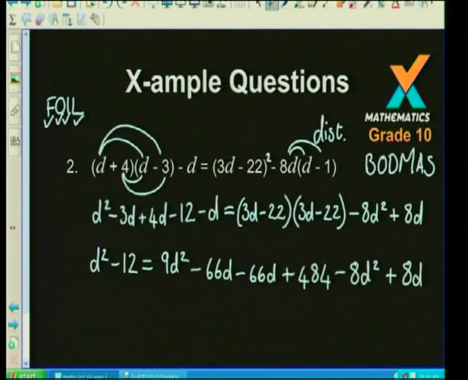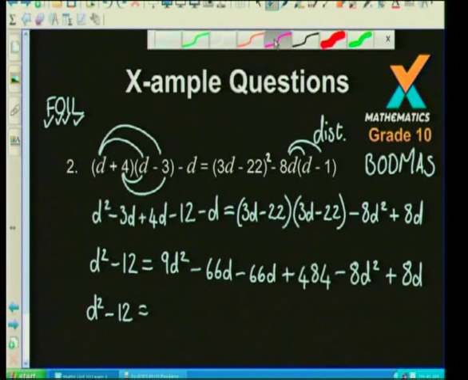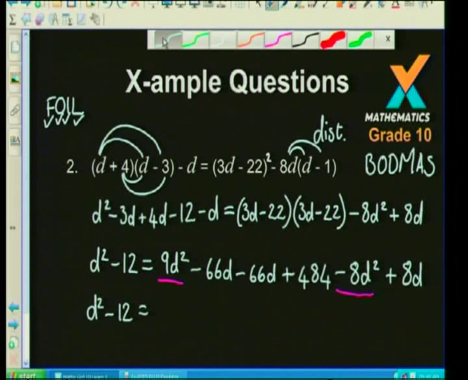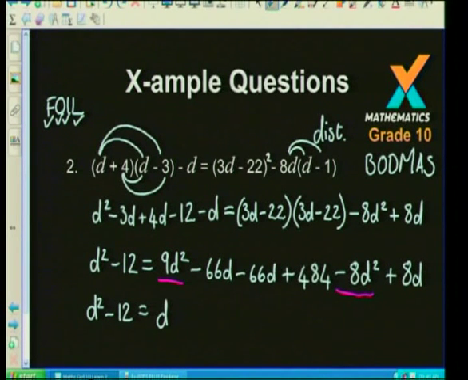Okay, we have simplified the left-hand side. We still need to simplify the right-hand side, so for the moment I'm going to leave the left-hand side as it is and just rewrite it in the next line. Okay, now the right-hand side. I'm going to indicate our like terms. We've got 9d squared and we've got minus 8d squared. If we add those together, we have d squared.